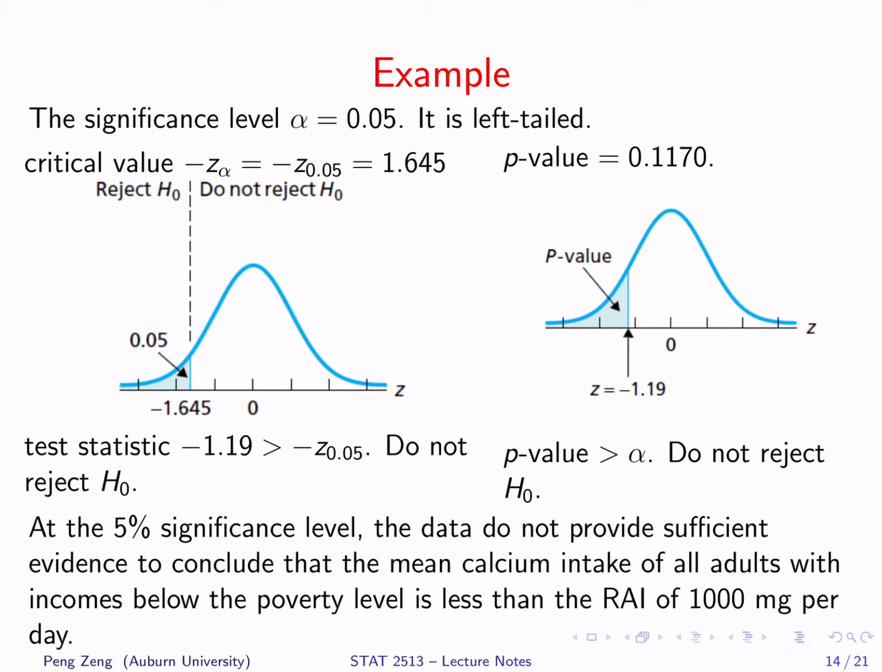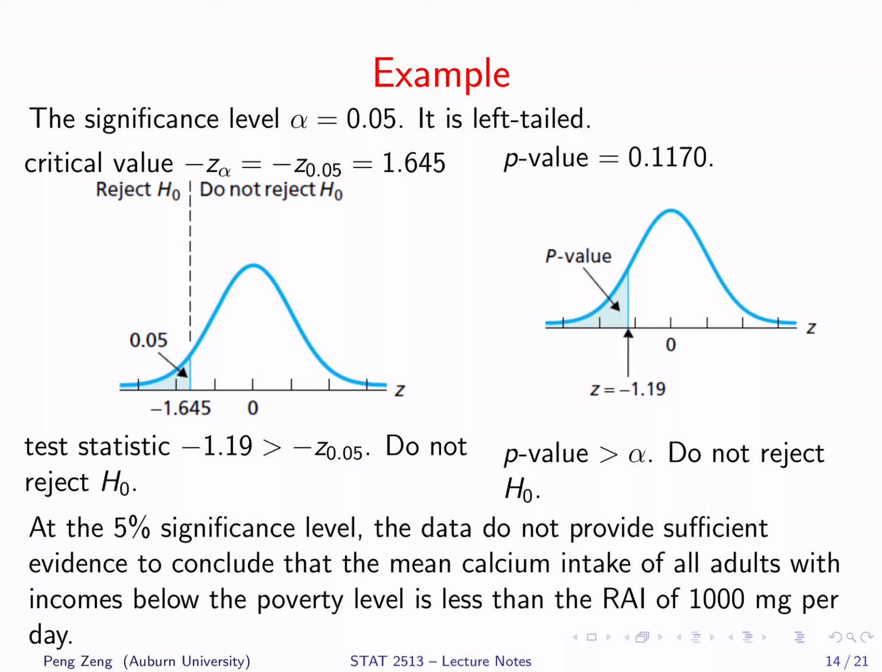Using the p-value approach, we need to compute the p-value. For a left-tailed test, the p-value is the probability less than the test statistic. Using the standard normal table, the probability less than minus 1.19 is 0.1170. The p-value is larger than the significance level 0.05. Therefore, we do not reject H0. Both approaches conclude that we do not reject H0.